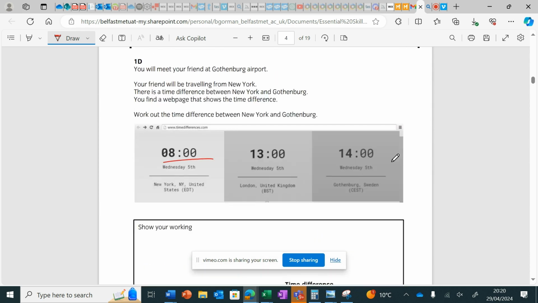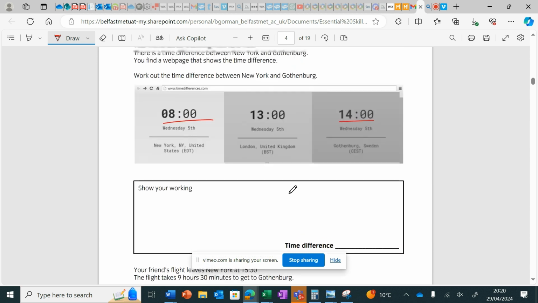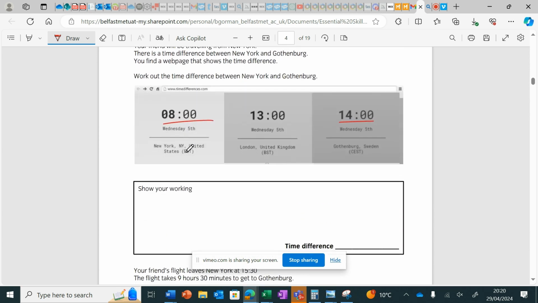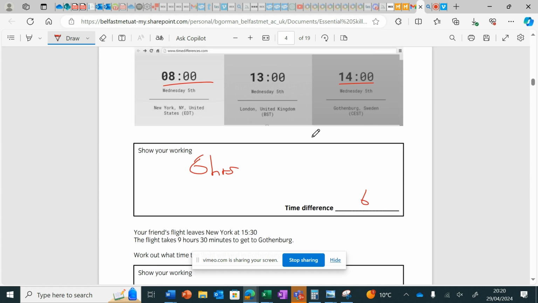Next, we've got a time question. So people are getting a flight. We're going to work out the time difference between New York and Gothenburg. Right. So the flight leaves at 8 o'clock and arrives at 2 o'clock. So that is 6 hours. So 8 o'clock in New York is 2 o'clock at the same time, but 6 hours ahead in Gothenburg. So the time difference is 6 hours. 1400 take away 0800 is 6 hours.